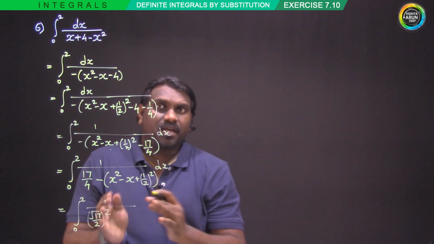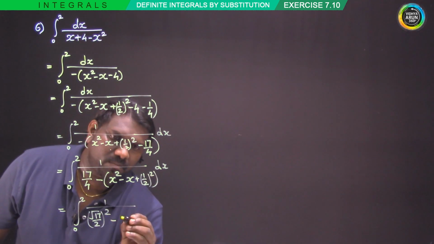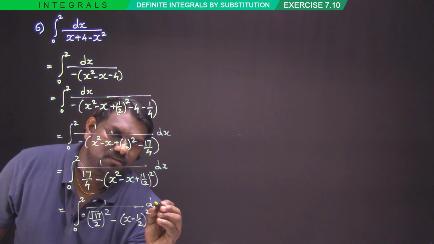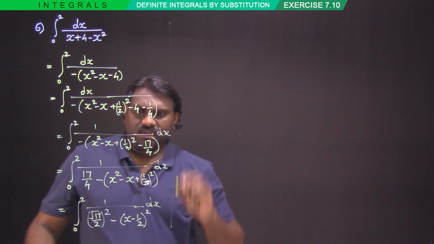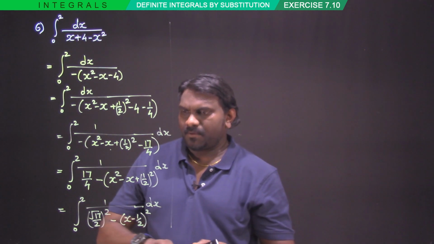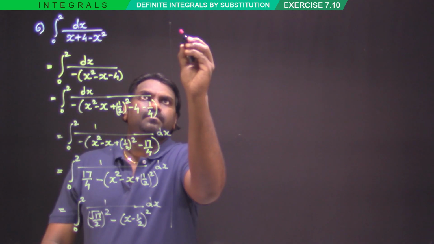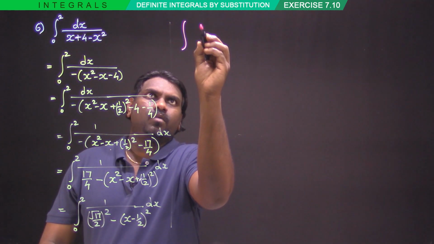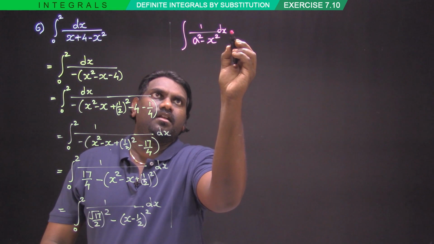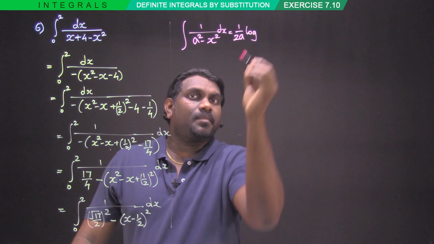But this is the 1 by a square minus x square form. Minus, this is going to be x minus 1 by 2 the whole square. Isn't it? Yes, in that form. Now how to integrate this? You have a formula. What is the formula? We'll just write that formula. What do you have here? You have 1 by a square minus x square. If such a thing is there, when you integrate, you have a formula which is 1 by 2a log.